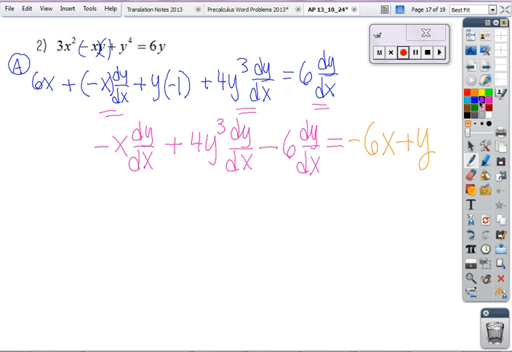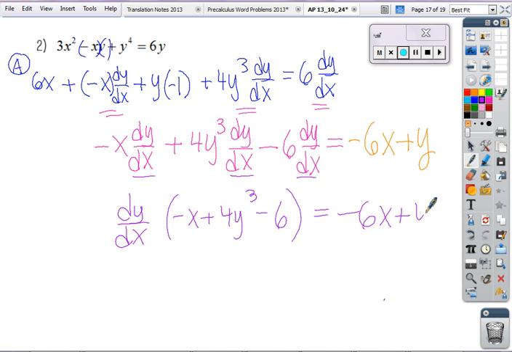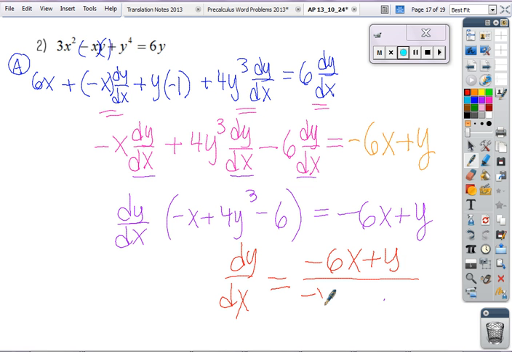If every single one of them has it, what do I do with it? Leave him alone. You don't distribute. It's already distributed. Take it out. It is called a GCF. You forced it to be the GCF. You made it happen. So now we take it out from every single term. Now you can see why that helps. If I take it out, then I'll always be able to divide by all those terms. So my final answer to finish off this guy would be negative 6x plus y over negative x plus 4y cubed minus 6. Okay? All right.